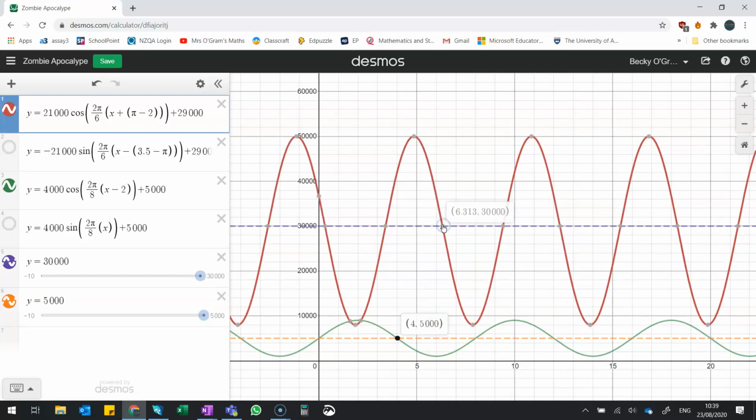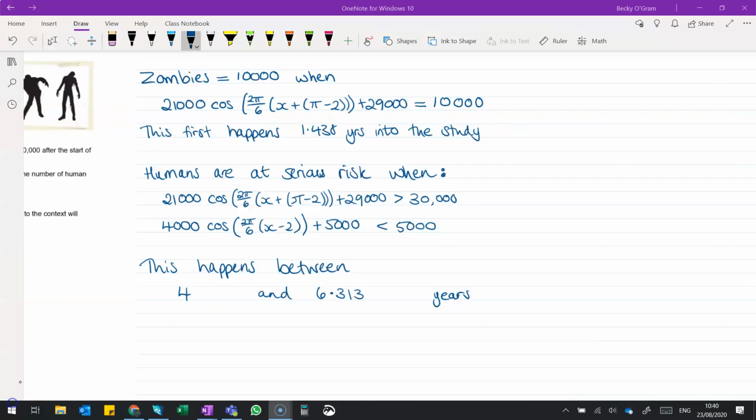So the first one is that the zombies go below 30,000. So we've got this portion between 4 years and 6.313 where they are at risk. So that happens between 4 and 6.313 years. Now I've deliberately left a gap so we can put the general solution in there for how frequently this repeats over an extended period of time.